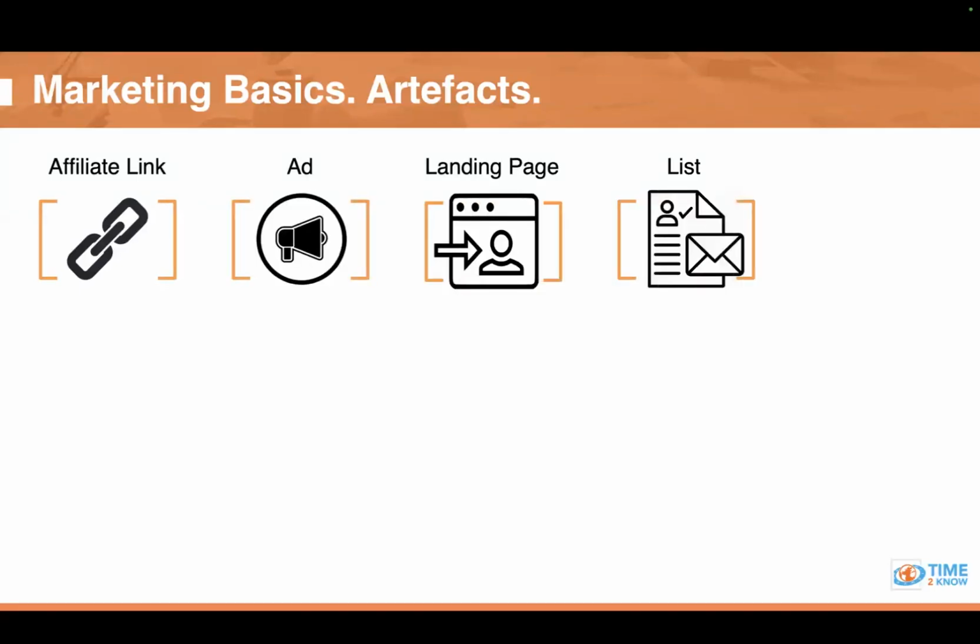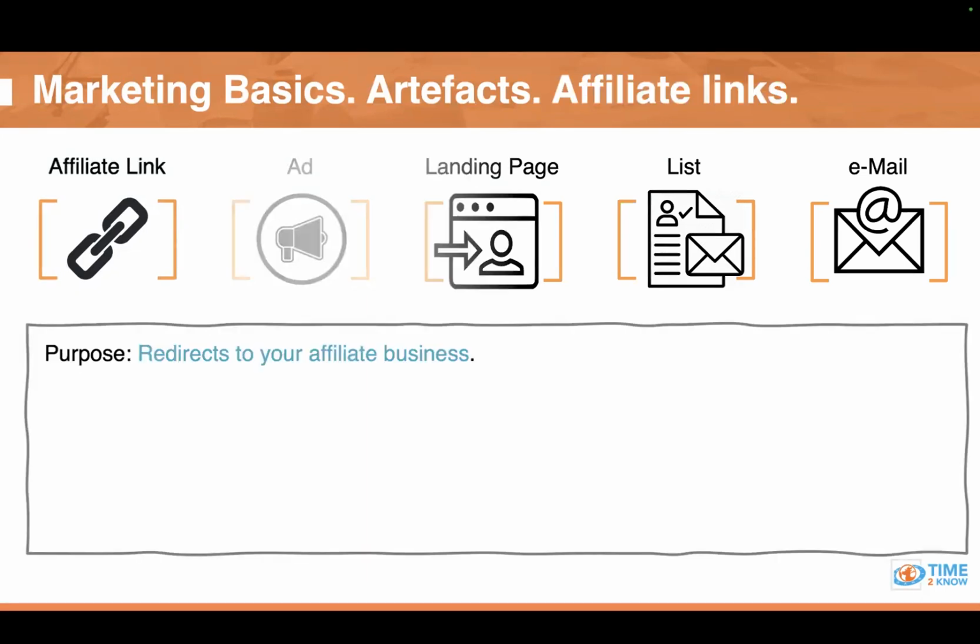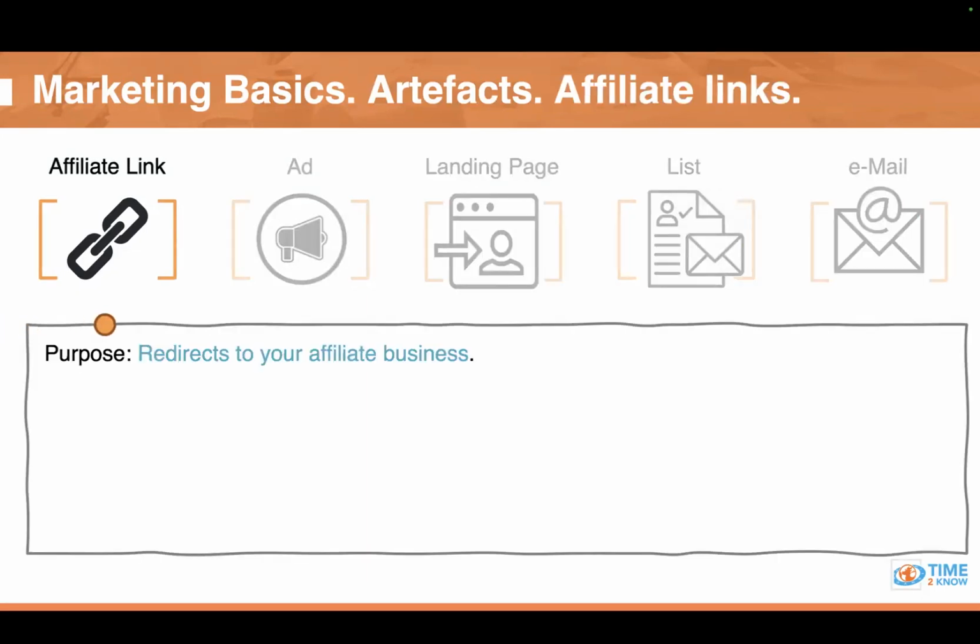In the marketing, we have 5 essential elements, and these are the affiliate link, the ad, which is short for advertisement, a landing page, a list, an email or content. Let's look at them. An affiliate link is a link which redirects a customer from the place where they are to your affiliate business. Examples of affiliate links.